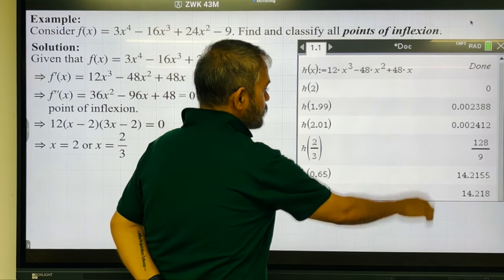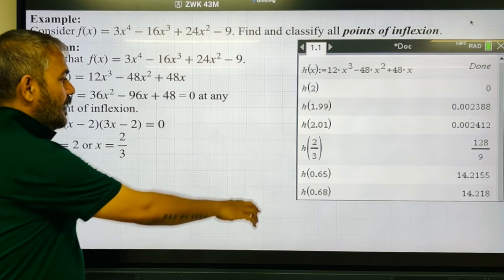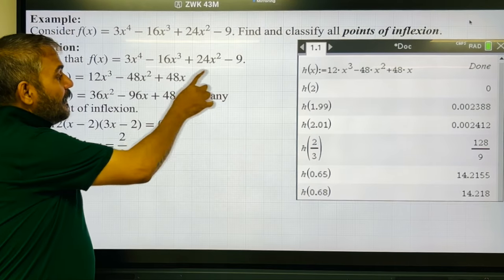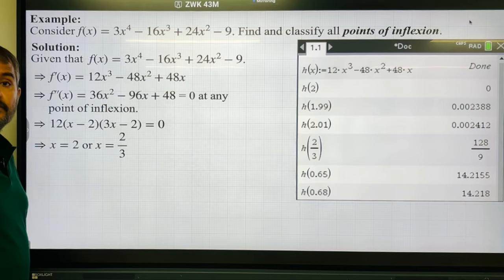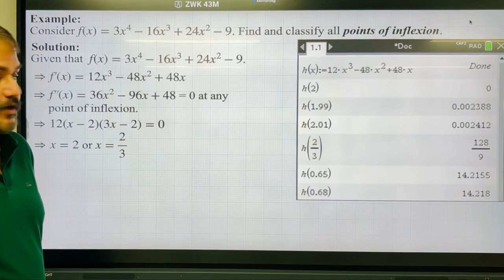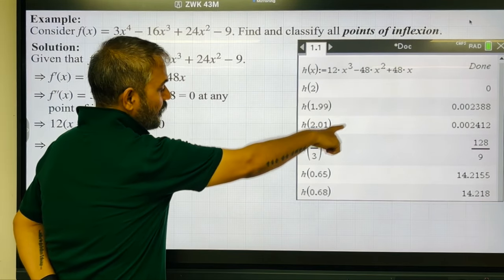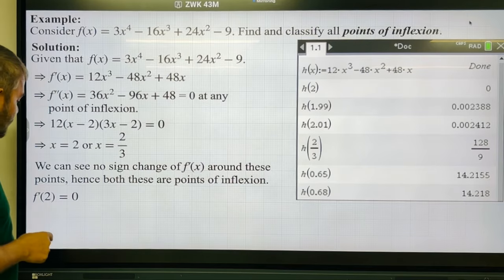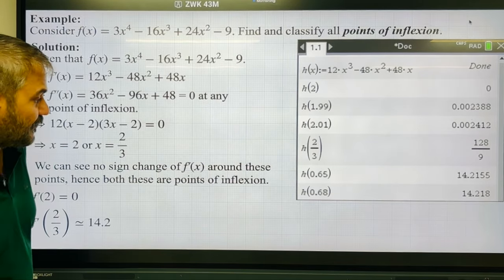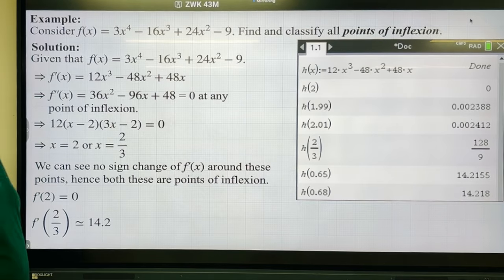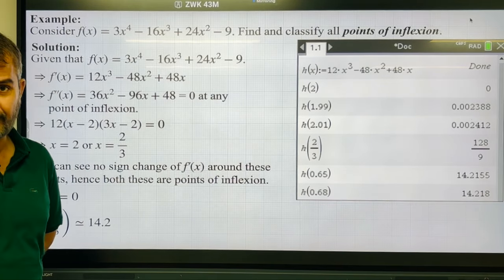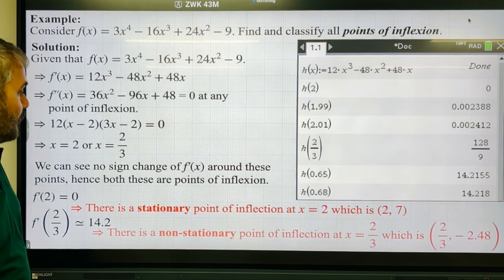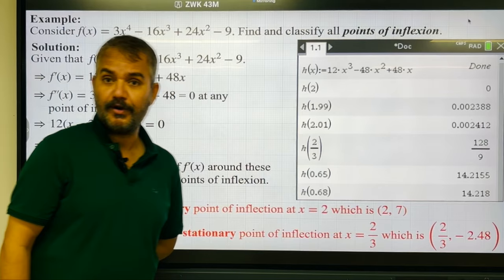At x is equal to 2 upon 3, the first derivative is this, and on the left hand side and right hand side it is positive. So it confirms that at x is equal to 2 and at x is equal to 2 upon 3, we will get a point of inflection. Now h(2) is 0 and h(2 upon 3) is not 0, so we can conclude that at x is equal to 2, you will get a stationary point of inflection, and at x is equal to 2 upon 3, you will get a non-stationary point of inflection. And of course, you need to find x and y both. So it's (2, 7) and (2/3, negative 2.48).